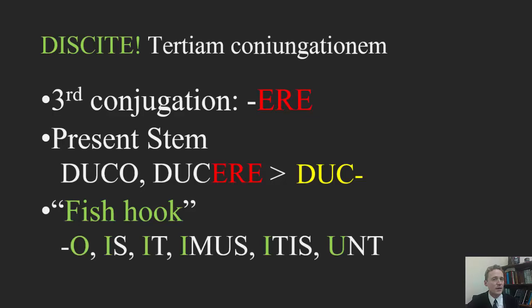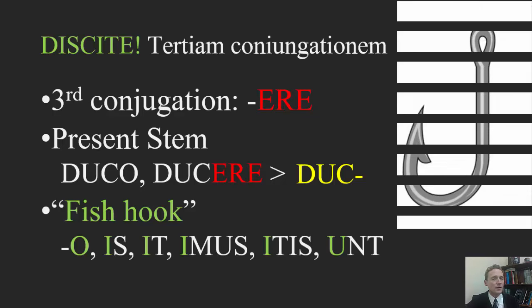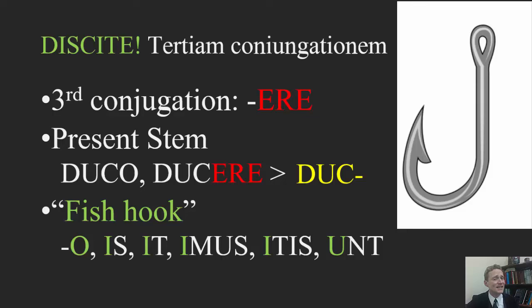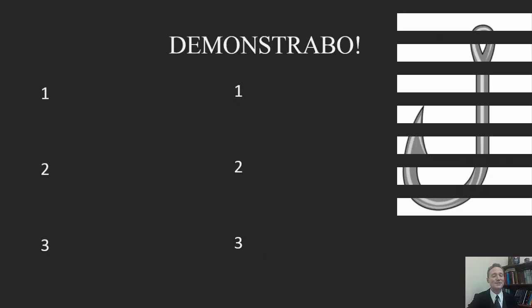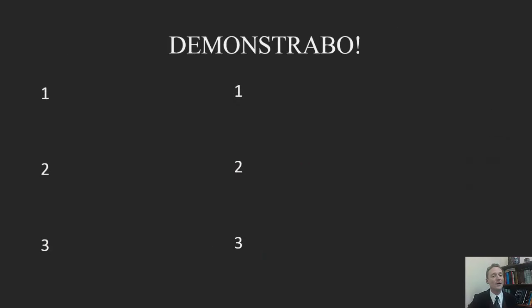Let me demonstrate. Our endings will be o, is, it, imus, itis, unt. And these only occur in the present tense. You've seen this pattern before in bo, bis, bit, bimus, bitis, bunt. You've also seen it in the future forms of sum: ero, eris, erit, erimus, eritis, erunt. Demonstrabo, I will show you how.